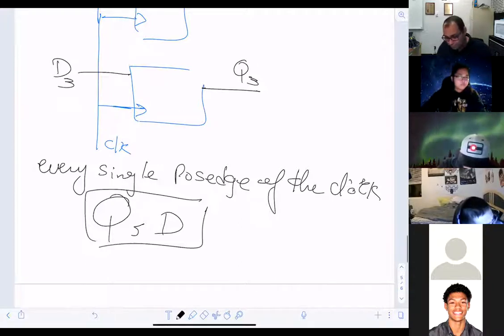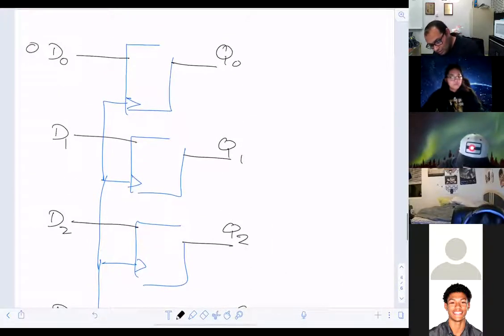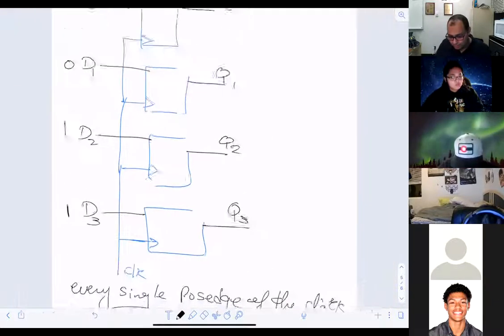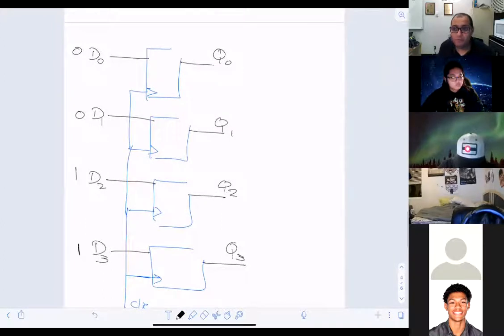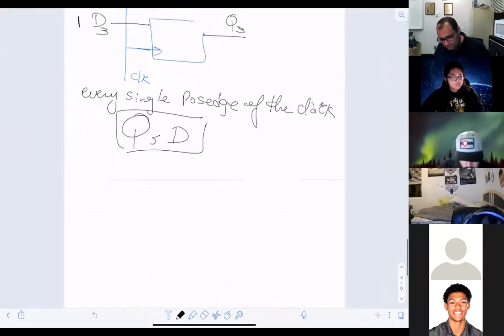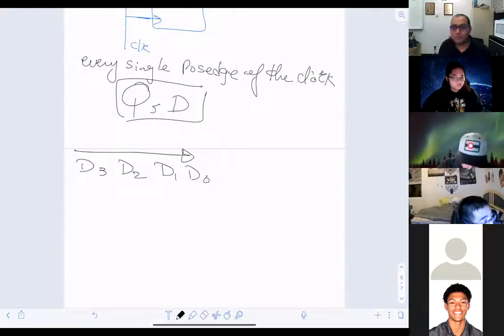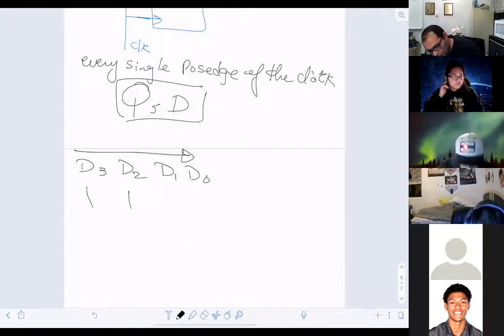Right? So imagine that you wrote here 0, 0, 1, 1. What does it mean? It means that you wrote 12, if you are considering D3, D2, D1, D0 from left to right, most significant to least significant. So it's going to be 1, 1, 0, 0.